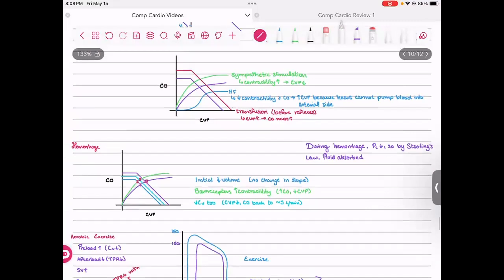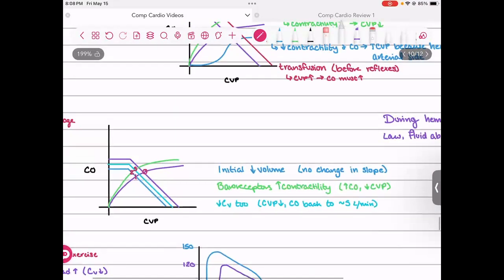Let's look at the case of a hemorrhage. During hemorrhage, the pressure in the capillaries goes down, so by Starling's law, fluid is absorbed into those capillaries. So we start off at 0, and then the first step in the hemorrhage, when you start losing blood, the initial volume goes down. There's not yet a change in slope, so that takes us over to 1.